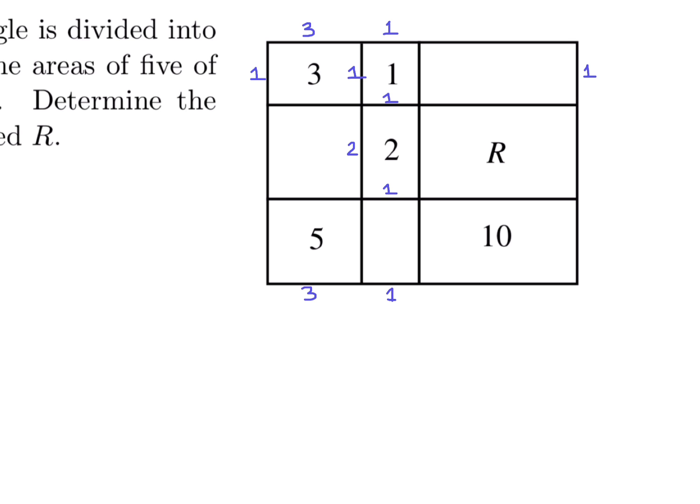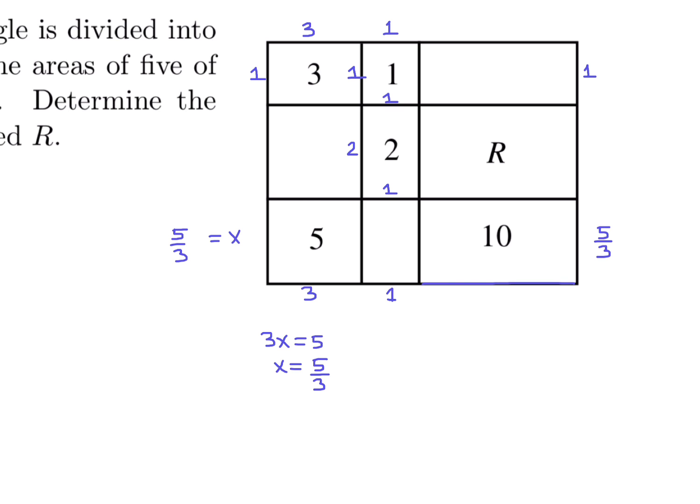And all the way down here, this is 3. It's the same as this guy. So if this side, let's say, was x, 3x is equal to 5. So that means x is equal to 5 over 3. All right? So since this is the same as this, that side is also 5 over 3.